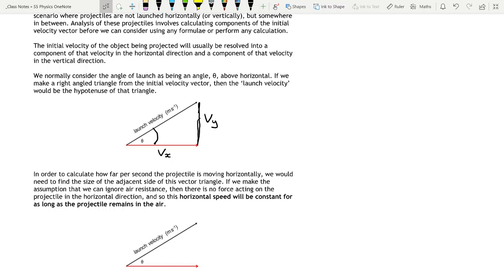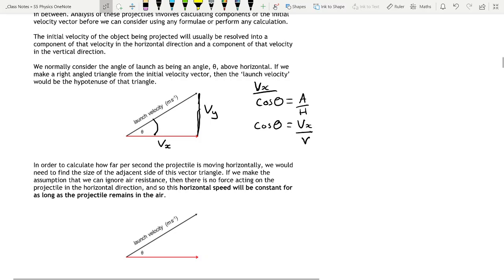So to find the x component of that velocity, we just use SOHCAHTOA. Okay? So to find Vx, we'd use cosine. So cosine theta is adjacent over hypotenuse. So cosine theta would be Vx over the speed that we're told it's launched at. So Vx would be V cos theta.